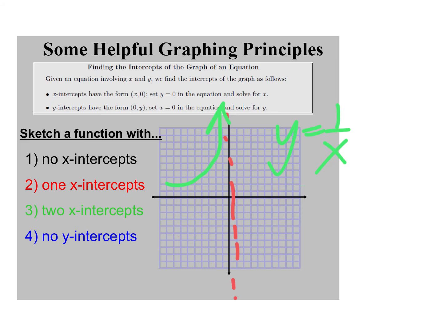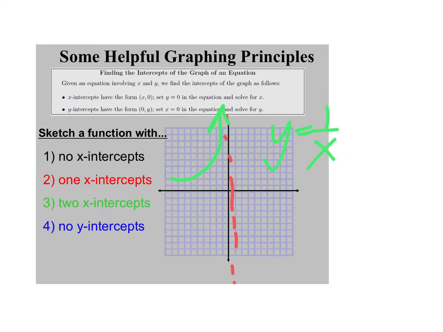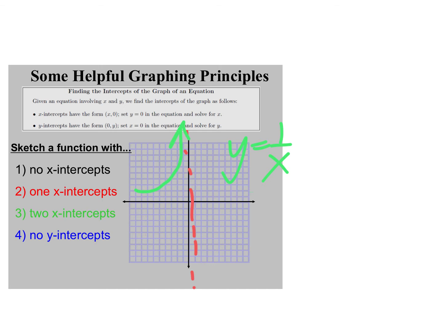Okay? There's more than one way. All right. So the key though was there'd be an asymptote there. That's why it would never cross there.